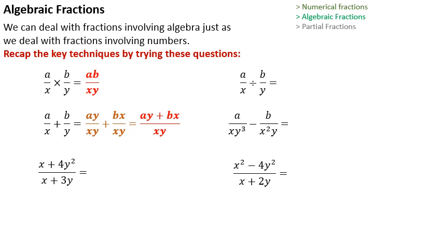And x is not a factor of the entire numerator. It's not a factor of the entire denominator either. x + 4y² cannot easily be factorized, and neither can x + 3y. In fact, the only algebraic factor of x + 3y is x + 3y. So that one is going to stay exactly as it is.